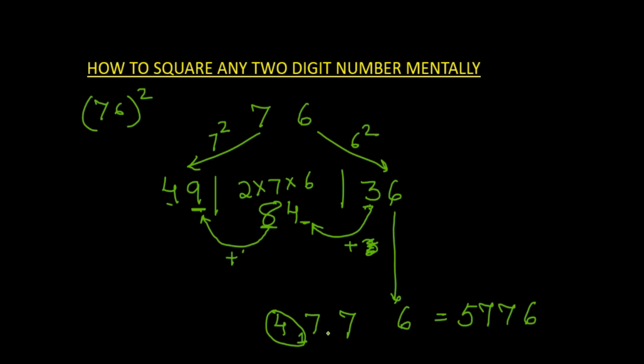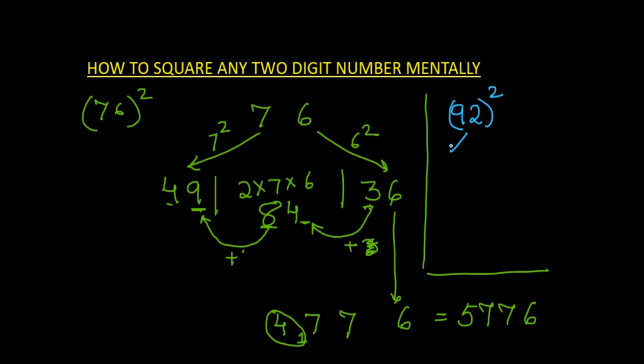I hope squaring a two-digit number is very clear to everyone. Let us quickly do one more example. Let me give you a question. Okay, so I would like you to square 92. You have to find the square of 92. Okay, you can pause the video, solve the question and keep your answer ready. Now let us see how we find the square of 92.